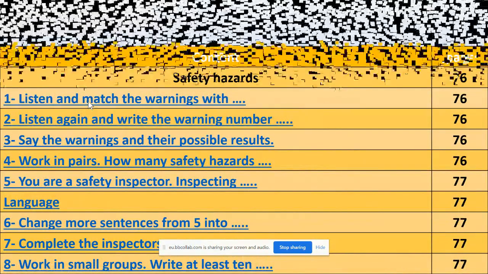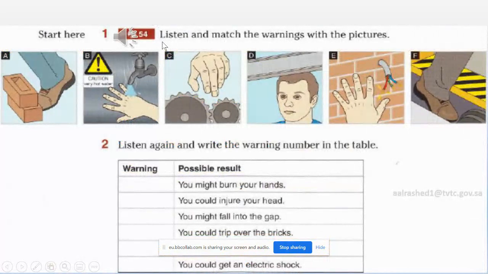Okay, look at number one. Number one says listen and match the warnings with the pictures. What are the warnings? The warnings are at number two. Okay, but before that, let's see the answer for number one. So we have from A up to F. When you hear a warning, you need to put the number in it. Or basically, you can go through number two.